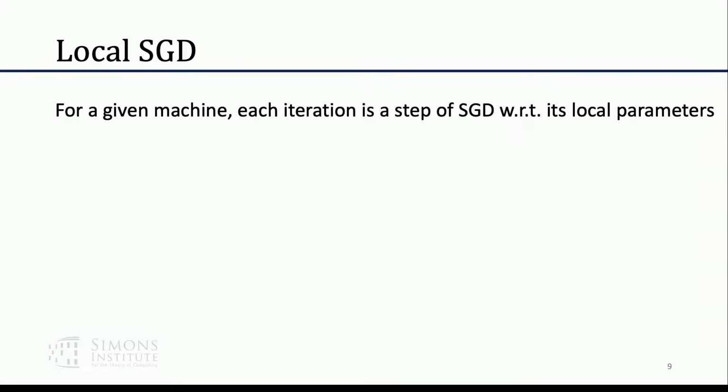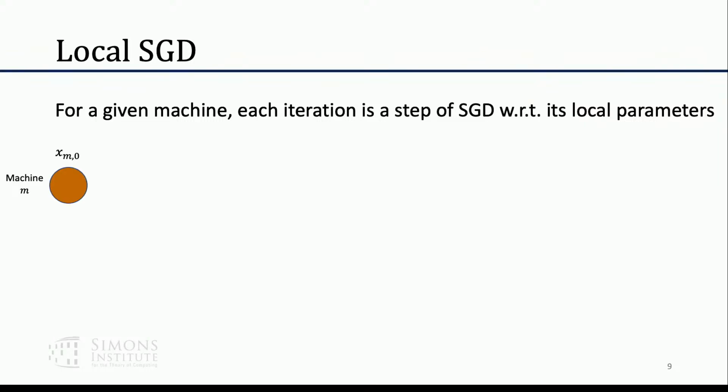Now, in this framework, a natural thing to do would be to draw on what we know works well in a sequential setting, right? So this brings us to one method that fits into this distributed framework known as local SGD. And it's really quite natural, quite simple, although maybe not so simple to analyze, it turns out. But the idea is that for each machine, every iteration is a single step of stochastic gradient descent, of SGD, with respect to its local parameters.